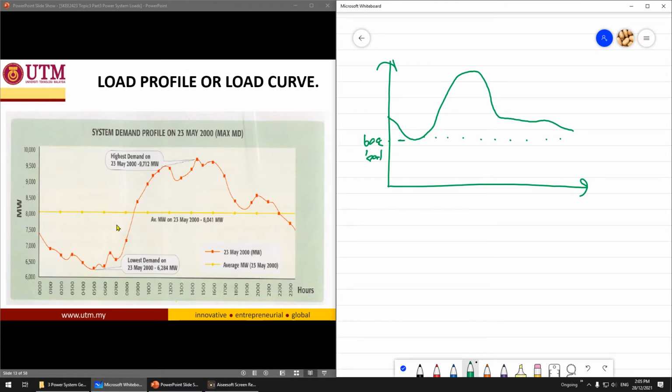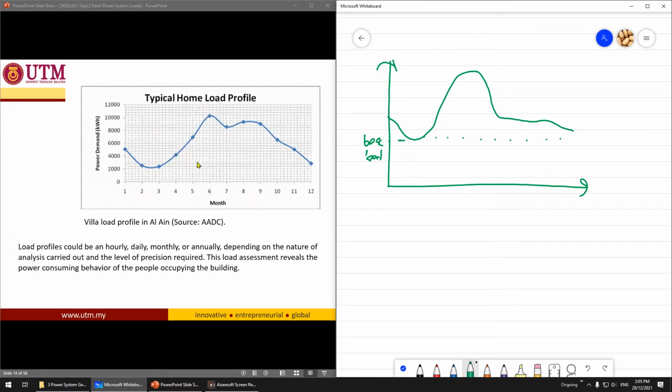This is another example. You can see here, this is the lowest demand, at 23 May 2000. This one is the lowest. This is the highest, the peak demand. This is the average demand. So I think that's it for the load profile. You need to know the point: the load profile can be hourly, daily, monthly, annually. This one I already explained. It depends on the nature of the analysis carried out and the level of precision required. Of course you need to know how to determine the base, the peak, and the average.